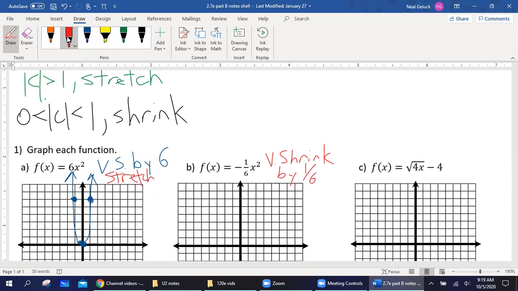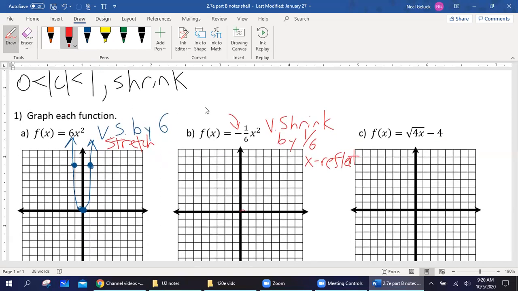Don't forget about the rules we learned in the last section. The negative out in front is going to X reflect it. So this one will be facing down. Still going to have my origin point. But now, what does it mean to vertically shrink by 1/6? Well, now, instead of going over 1 and down 1, it's only going to go over 1 and down 1/6, just a tiny little bit.